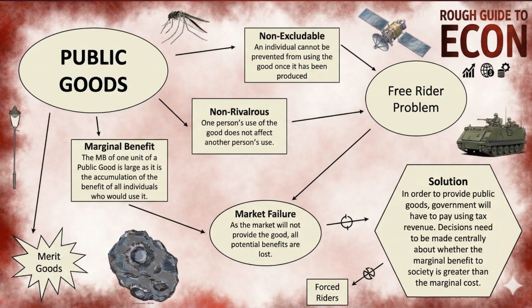Usually, people are excluded from a good by having to pay a price for it. For example, if you want a burger from a fast food chain, you will only get one if you pay for it. However, once a public good is produced, anyone can benefit from it. For example, if a street light is provided, no individual can be prevented from benefiting from the light to help them see their way home or be safer at night.